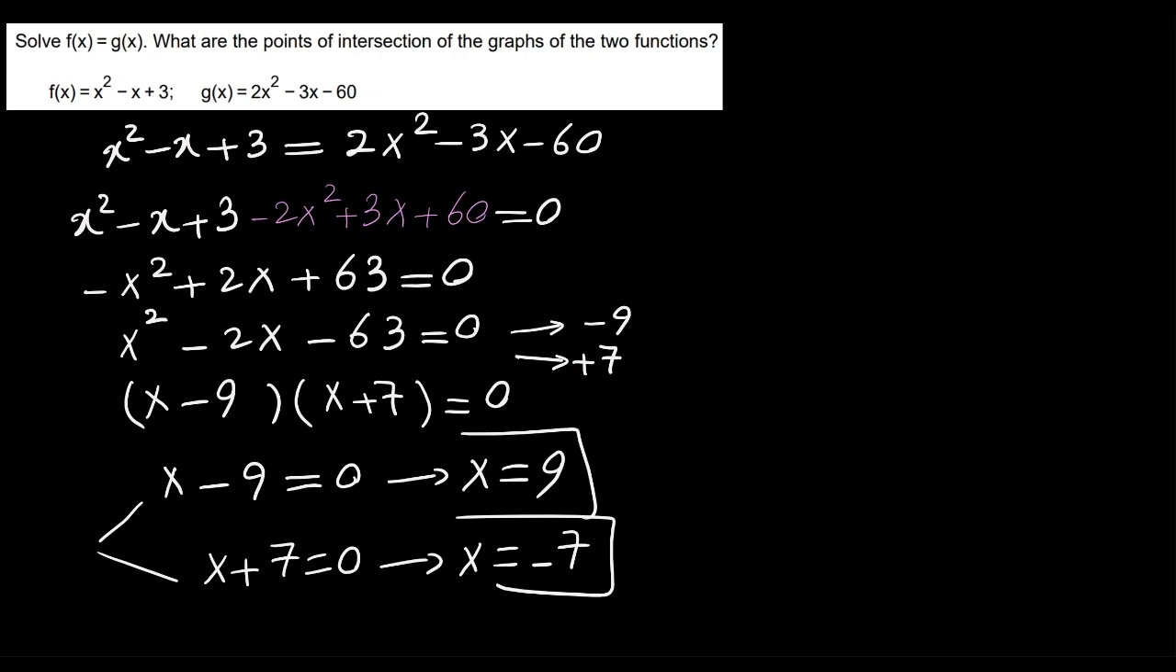Now x equals 9 and x equals negative 7 are the two intersections of f and g. It means that if you sketch the graph of these two parabolas, you see that the intersections happen at x equals negative 7 and x equals positive 9.